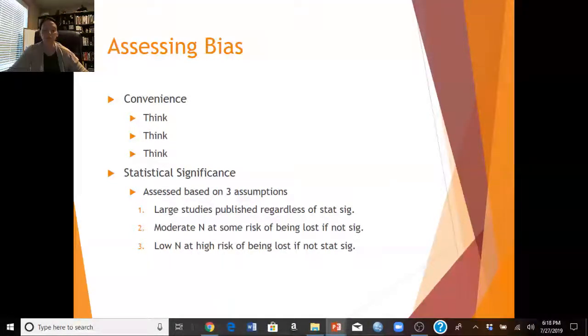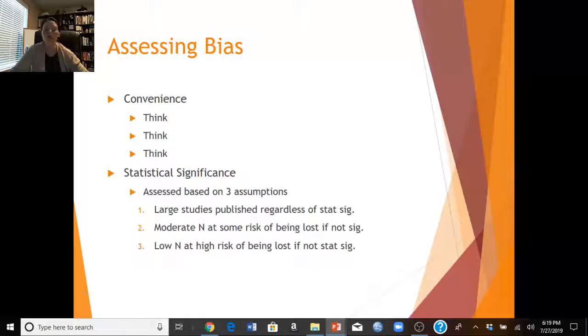So remembering that with the convenience piece, all you can really do here is think about it. Really think in terms of what your studies represented and what might be missing. The ones that relate to statistical significance are the ones that we're really going to focus on today. And there are ways to assess these, and we're going to go over 5 different ways. And those 5 different ways of assessing this are based on these 3 assumptions.